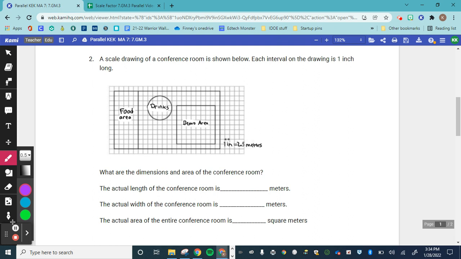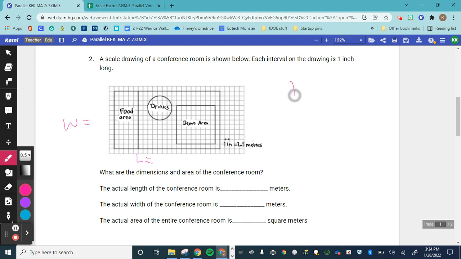So remember, dimensions means the measurement, and area is how many squares are covering it. So we need to find the length and the width and the area. They ask us the actual length of the conference room, and it doesn't actually matter, but for the answer keys online, they use the length as the longer side and the width as the shorter side for this problem. So they want us to find the actual length and the actual width of this conference room. Then they want us to find the actual area of the entire conference room.